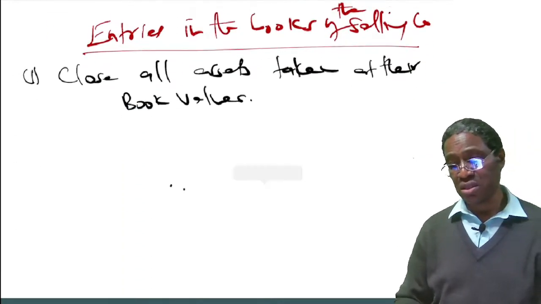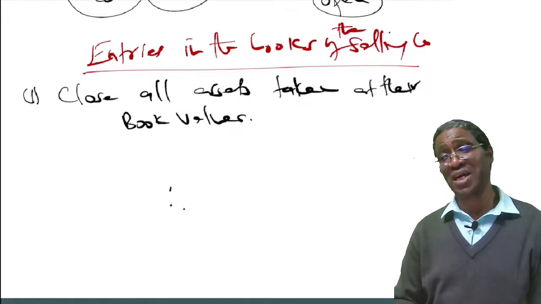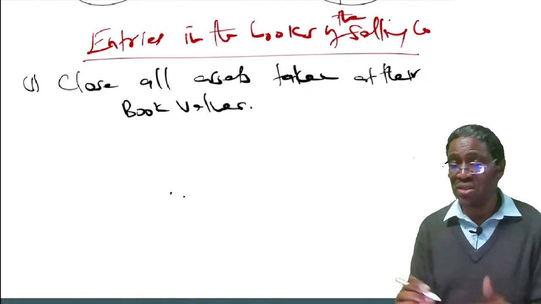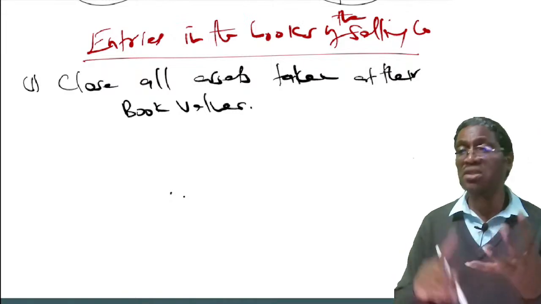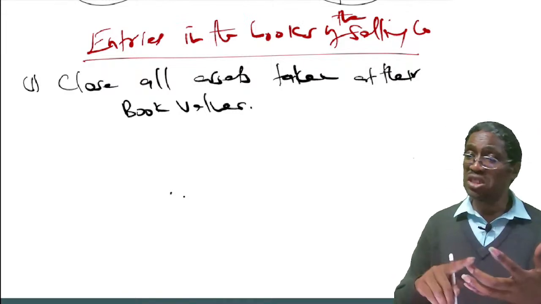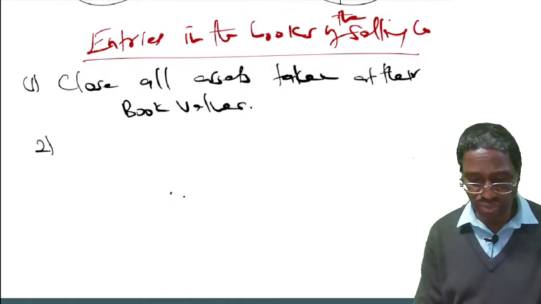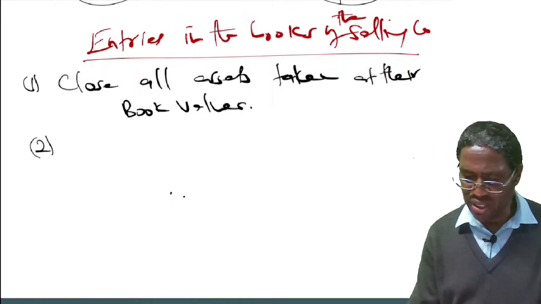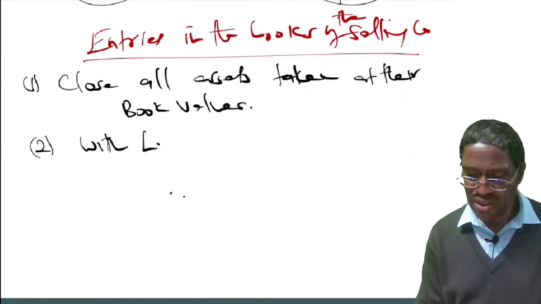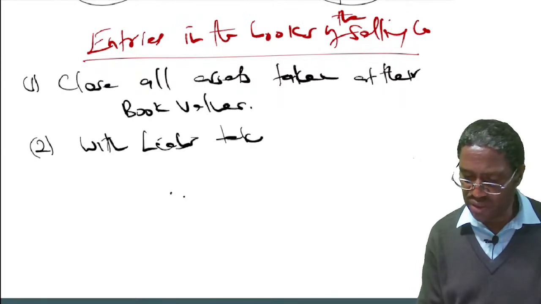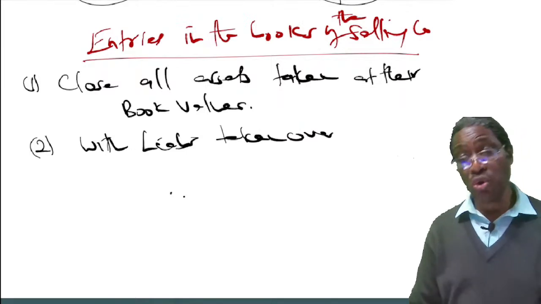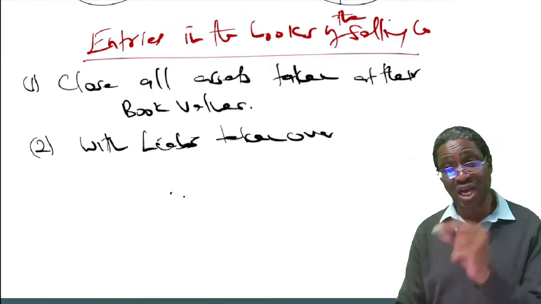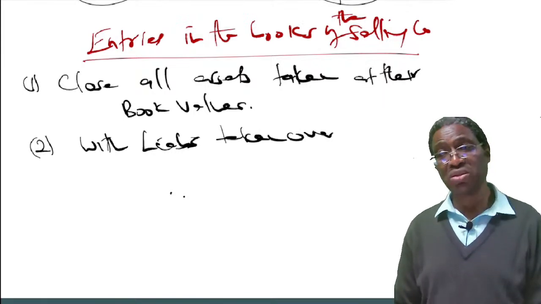Number two, again, listen. Company B might tell us they are willing to take over some of our liabilities. Maybe they want to take over our creditors, our loans, debentures, and so on. With the liabilities taken over, you close them again to this account we are calling realization account.